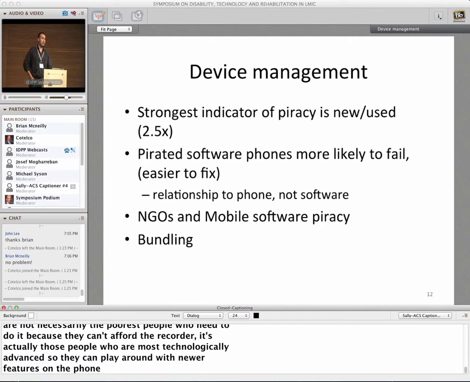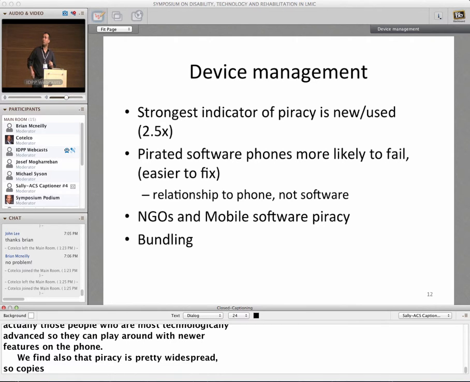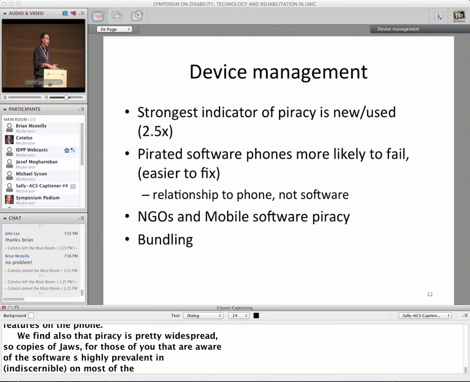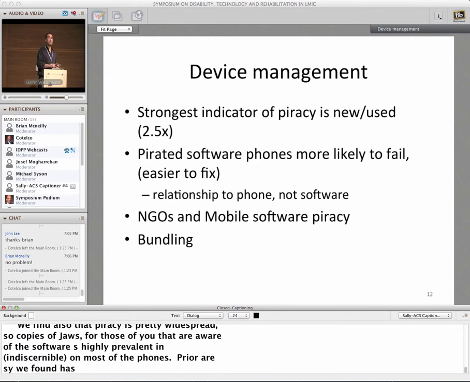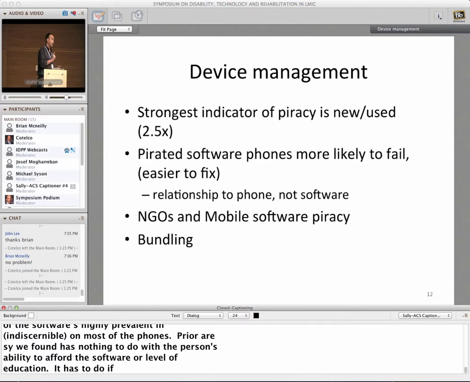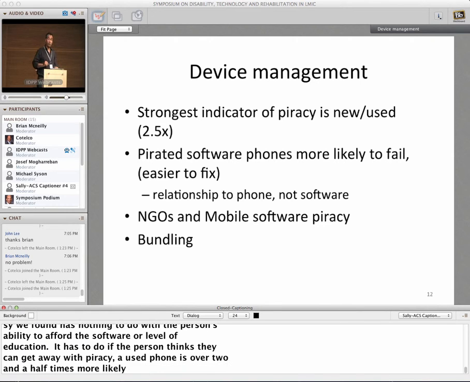We find also that piracy is pretty widespread on the phone. Copies of JAWS, for those of you who are aware of the software, are highly prevalent in pirated form on most of the phones. And piracy, we found, has nothing to do with the person's ability to afford the software or the person's level of education. It basically has to do with whether or not the person thinks they can get away with pirating the software, and whether or not the phone itself is new or used. A used phone is 2.5 times more likely to have pirated software on it.